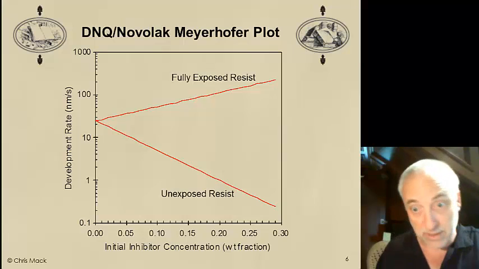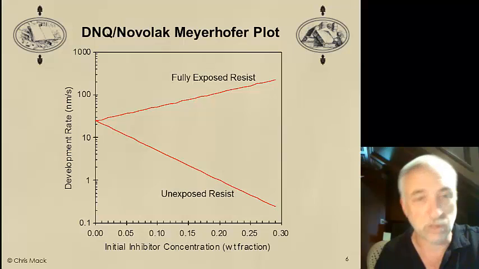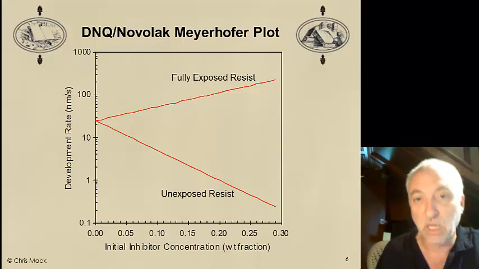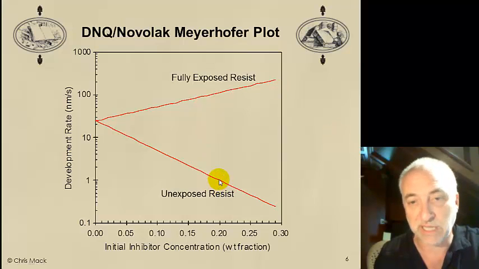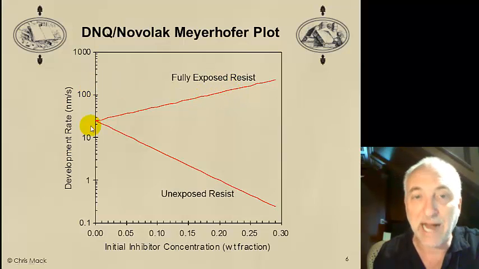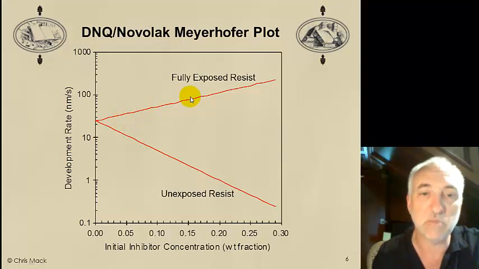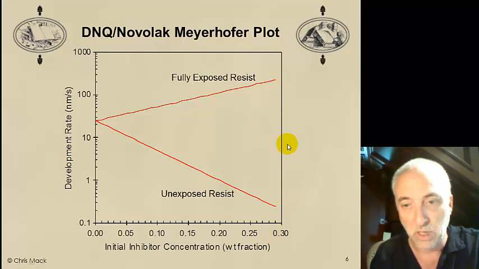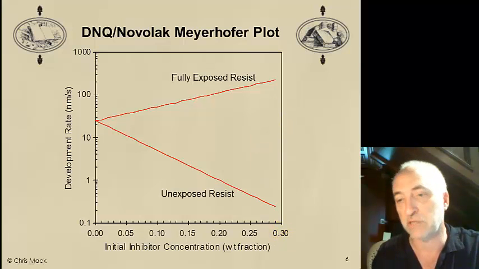On the other hand, the carboxylic acid enhances the dissolution of the Novolak resin, so we call it a dissolution enhancer. If I look at the fully exposed resist, I take the same resist and now expose it so that all of the DNQ converts to carboxylic acid. Now I get a higher development rate than Novolak resin by itself. This fully exposed resist increases in dissolution rate by on the order of one order of magnitude when I get up to the highest possible concentrations.